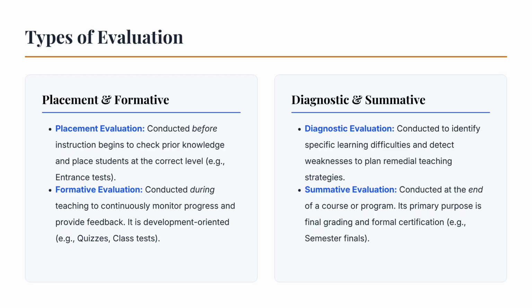Let's say you want to join a gym. The trainer checking your current fitness level on day 1 is placement evaluation. The trainer correcting your posture during a workout is formative. If you keep getting back pain during squats and they analyze your form to fix the exact weakness, that's diagnostic. And stepping on the scale at the end of the year to see your total progress, that's summative evaluation.